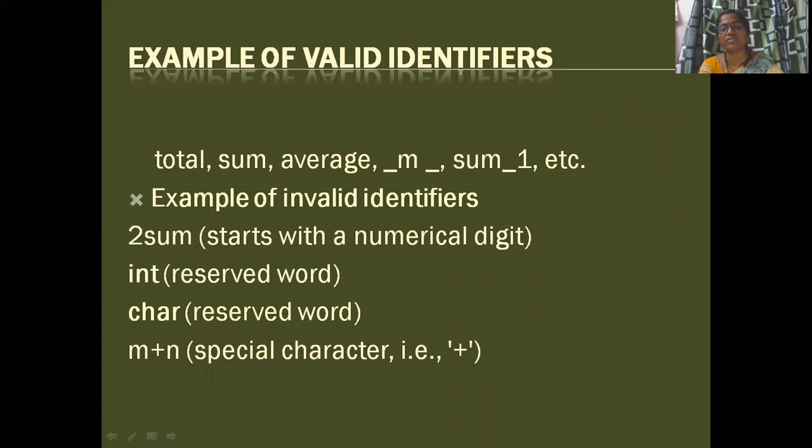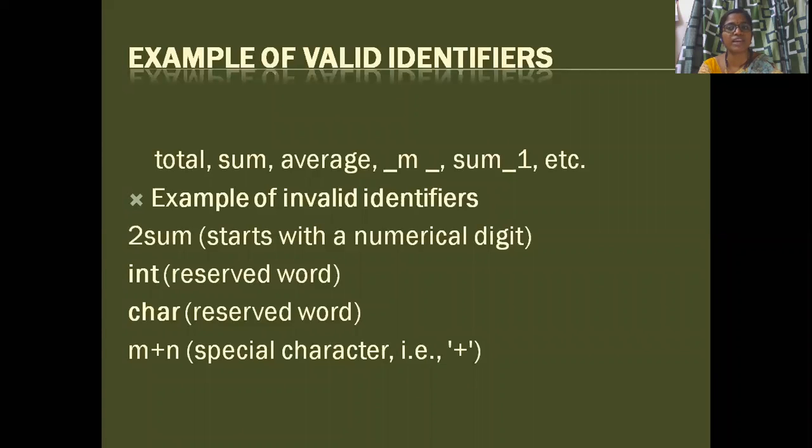Examples of valid identifiers: total is allowed, sum is allowed, average is allowed, underscore M underscore is allowed, because your identifier can start with an underscore or an alphabet. Right? Underscore M underscore is allowed. Sum underscore 1 is also allowed, etc. So these are the valid identifiers.